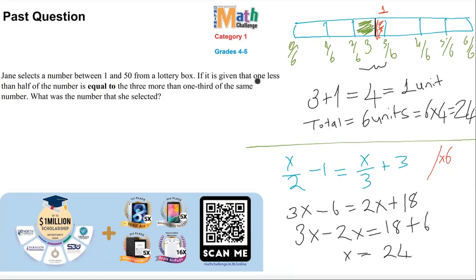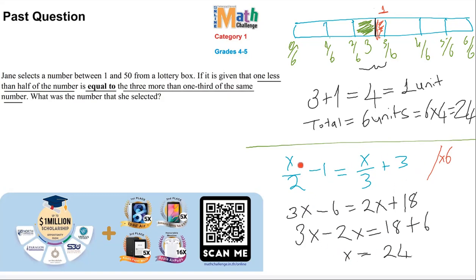So the problem is here. 1 less than half of the number is equal to 3 more than 1/3 of the same number. We need to focus on the underlined part. There may be more ways, but I have shown 2 ways. One is with an equation. If you know how to write an equation, maybe it is much simpler.